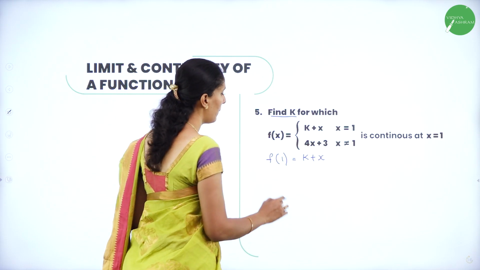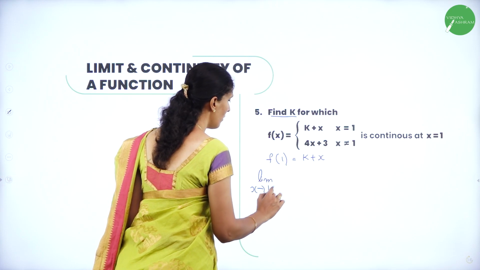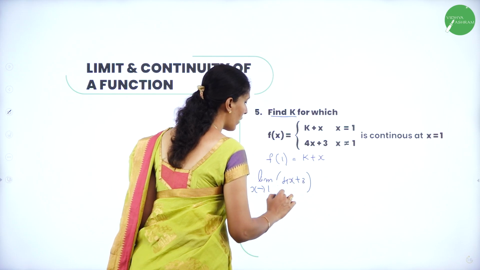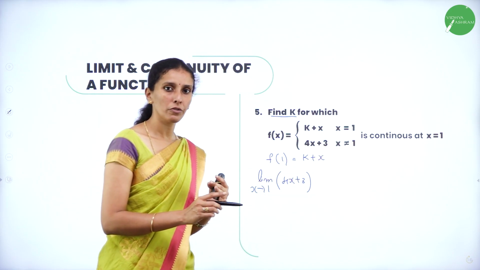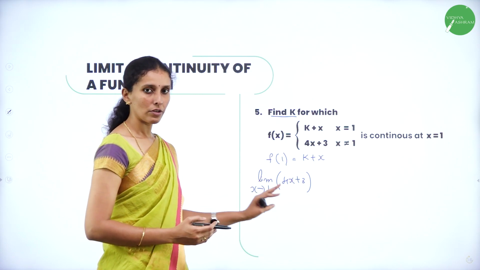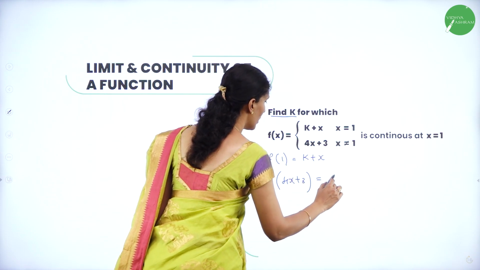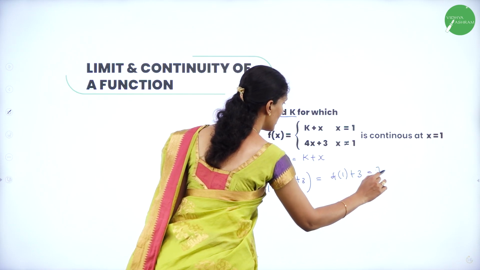Now, let us apply the limit as x tends to 1 for the function 4x plus 3. No need to find LHL and RHL because it is given not equal to 1. Not equal to 1 means less than 1 or greater than 1. So, LHL and RHL function value is same. So, apply the limit here now. So, this is 4 into 1 plus 3, that is equal to 7.